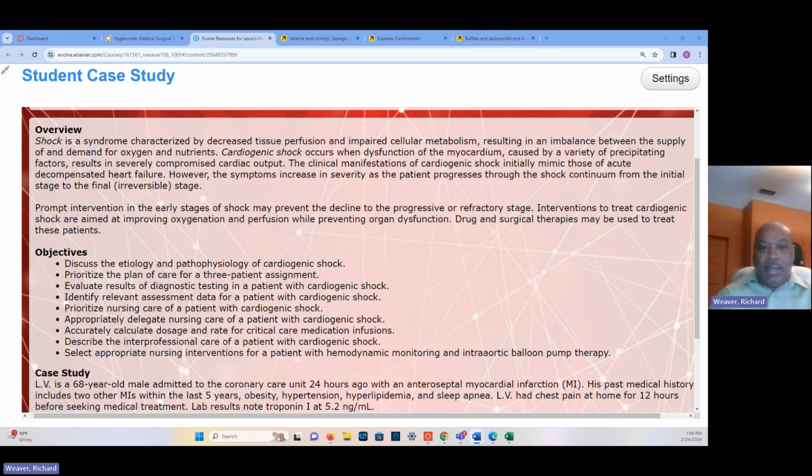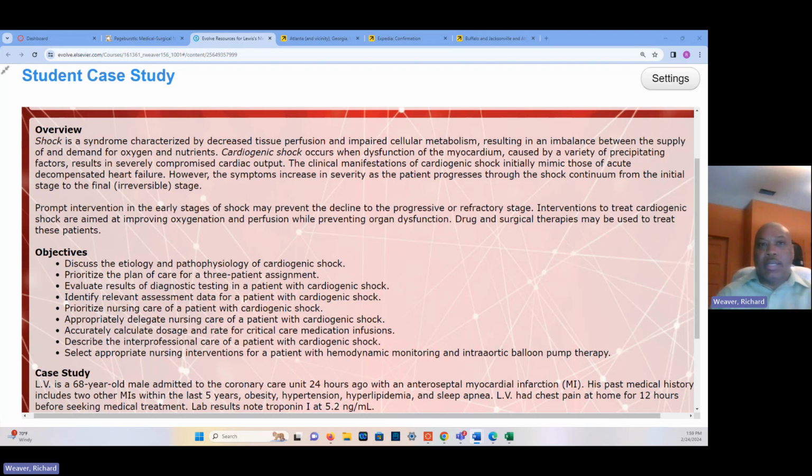All right. I will say that in the initial stage of shock, you really don't see much going on because the signs and symptoms are very subtle, right? In the refractory or the final stage, basically almost nothing you do works, especially that final stage. All the interventions you can do, it's essentially futile, right?